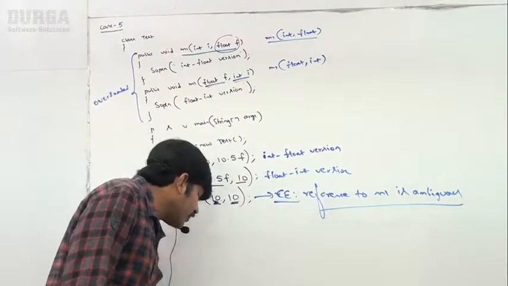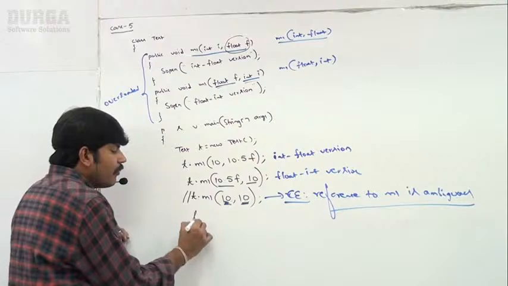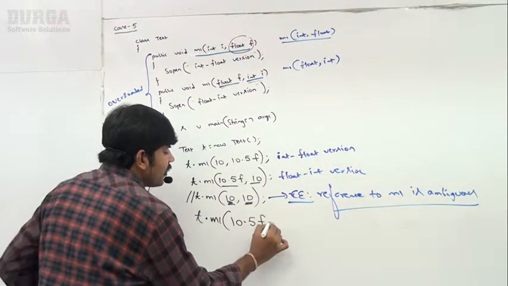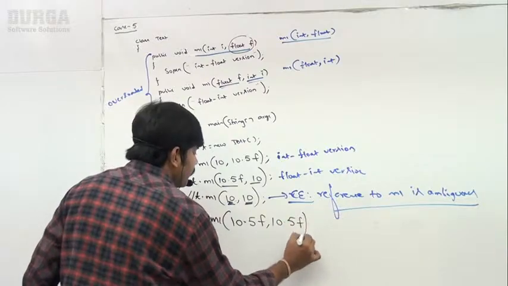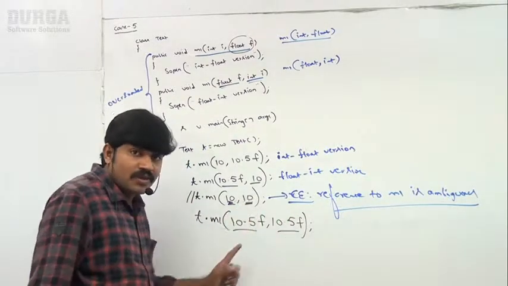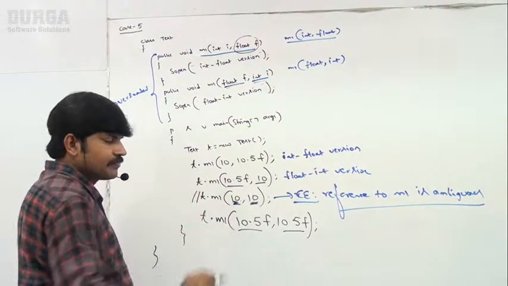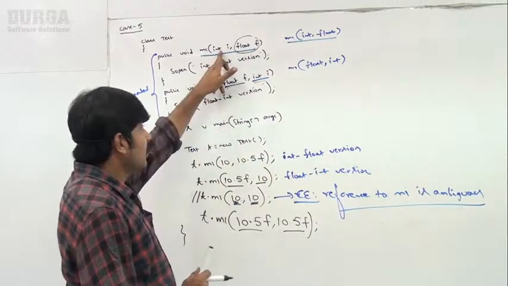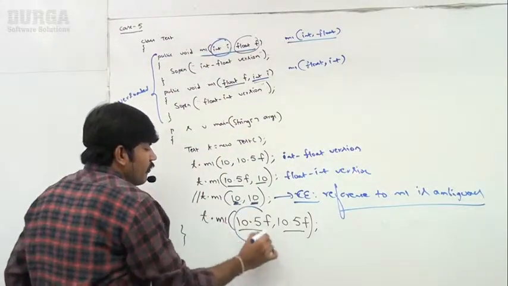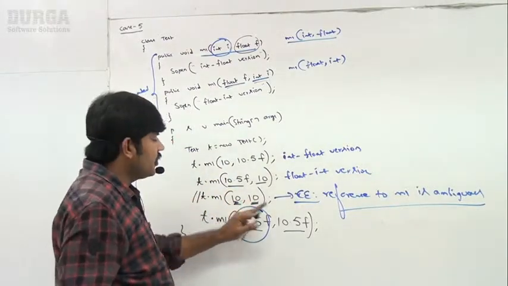Now I have one more case. Let me comment this one. Now T.M1(10.5F, 10.5F)... sir, both are float. Can you please tell who is going to get the chance now? The first one is not matched, because the first argument always expects int, but you are providing float. Float to int conversion is not there, int to float is there. So it is wrong.